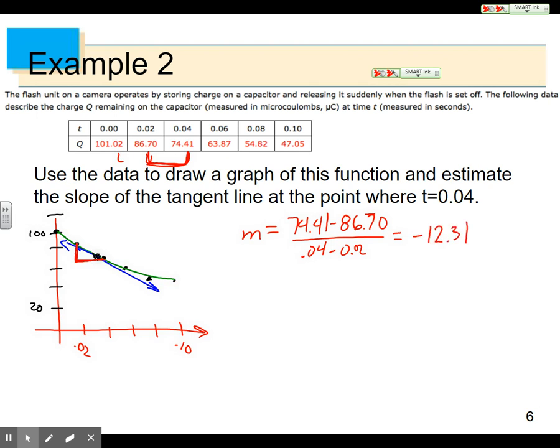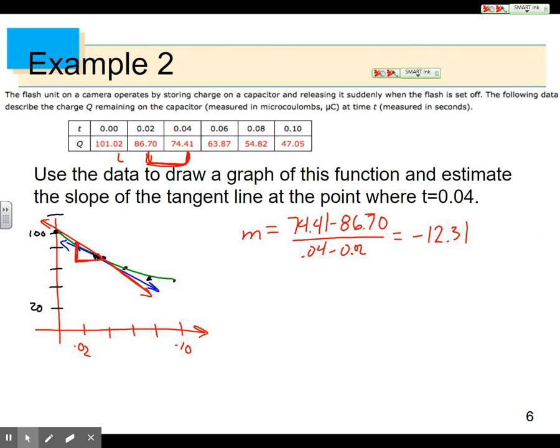Now here's the problem with that answer. If I was to connect those two dots, I get a graph that's a little bit steeper than my blue graph. So if my graph's drawn correctly, I probably overshot the slope just a little bit. It's probably a little bit less than 12.